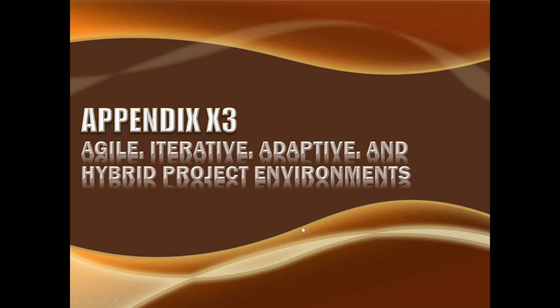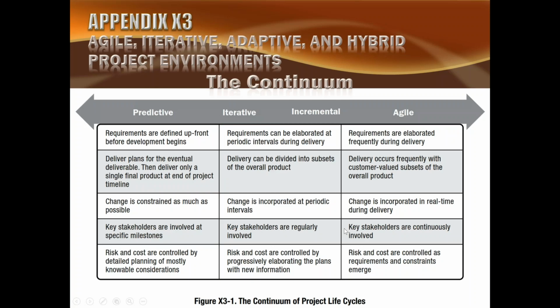Let us have a look at Appendix X3, which deals with Agile, Iterative, Adaptive, and Hybrid project environments. That appendix is to be read in continuation with this chapter, and it will give you a fair idea about it. So this shows a continuum of predictive and adaptive. On one extreme is shown the predictive, on the other is shown the adaptive. Iterative is also adaptive, incremental is also adaptive, agile is also.